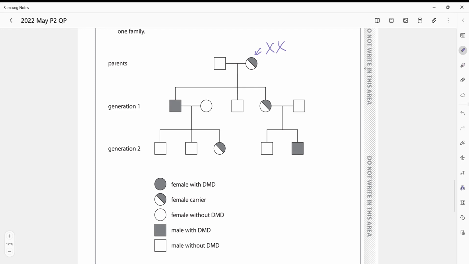The mother has 2 X chromosomes, and the faulty allele, let's assign that as lowercase d. So the mom would have 1 dominant allele and 1 recessive allele, right? And this father here would be XY, and because the father does not have DMD, that means he carries the dominant allele. Now, their son, this person here, is the only one that has DMD. We know the son must inherit the Y chromosome from the dad. So let me just write that there. The Y chromosome must come from the dad, which means the recessive allele must come from the mom.